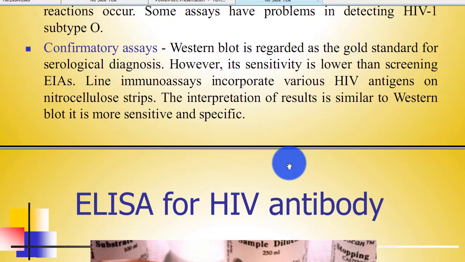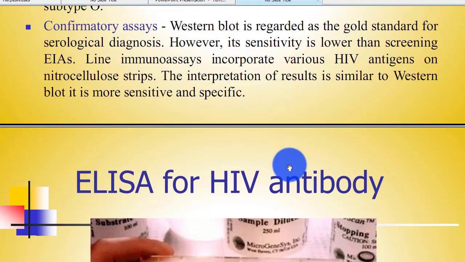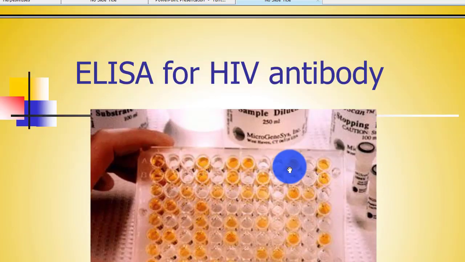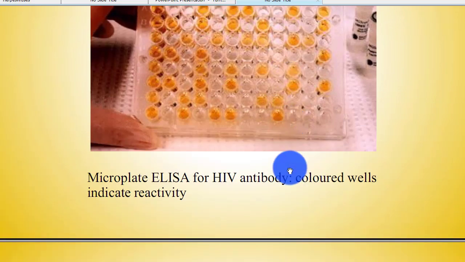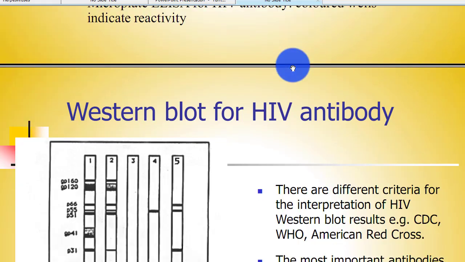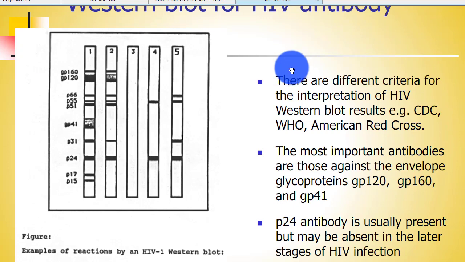Line immunoassay incorporates various HIV antigens on a nitrocellulose strip. The interpretation of the result is similar to Western blot. It is more sensitive and specific. ELISA for HIV antibodies: microgrid ELISA for HIV antibodies, where color indicates reactivity. Western blot for HIV antibodies.